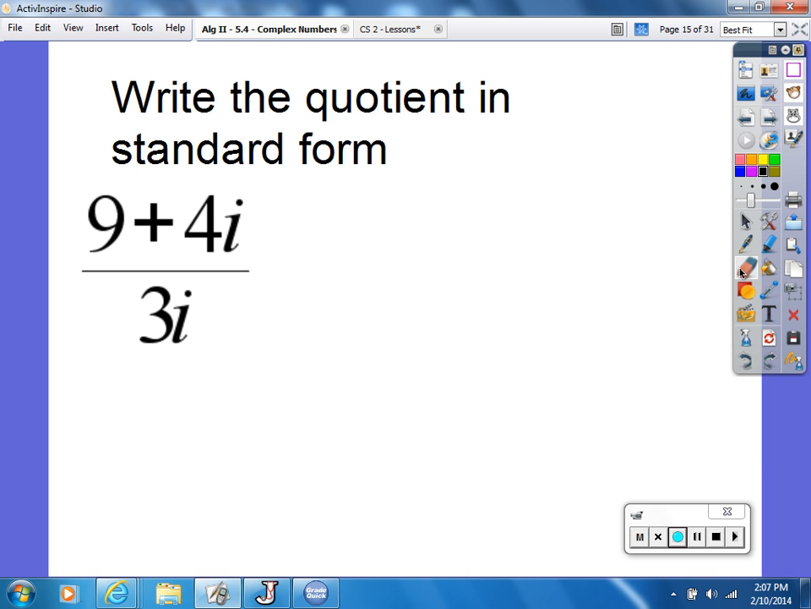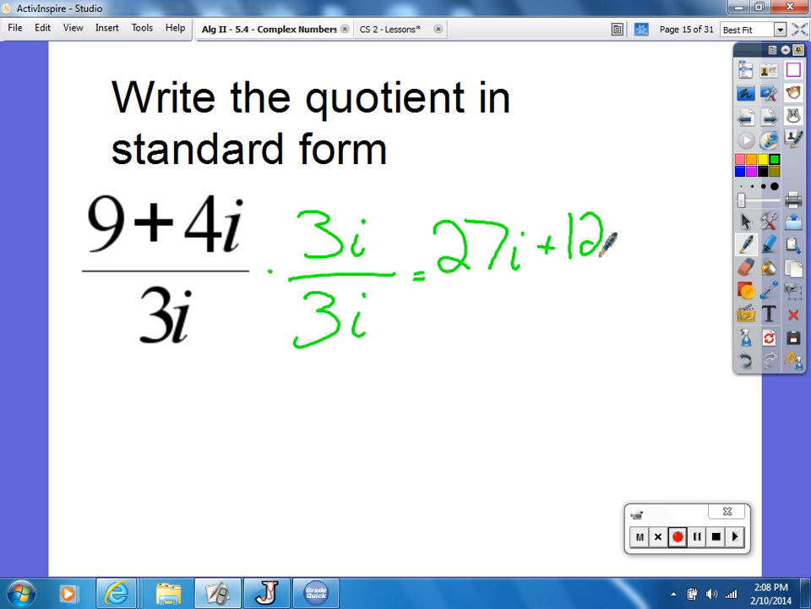3i. So I'm going to multiply top and bottom by 3i. There's no plus sign, there's no minus sign. I'll just use the exact same thing. Go ahead and distribute on top and multiply on bottom. So I'm going to distribute on top, and I get 27i plus 12i squared over 9i squared.